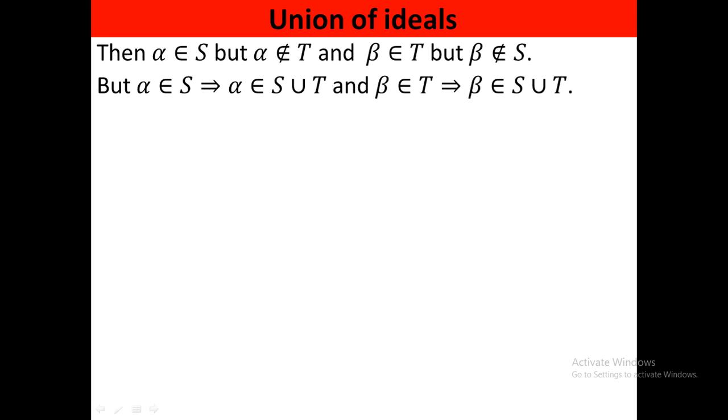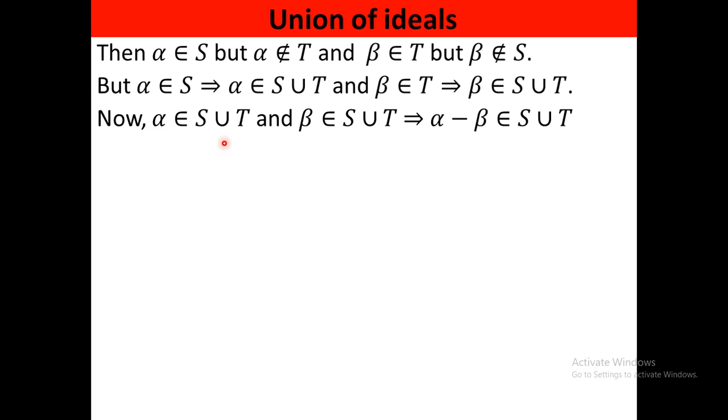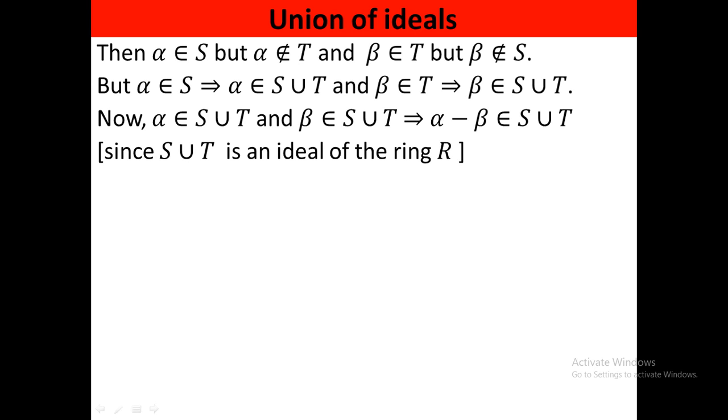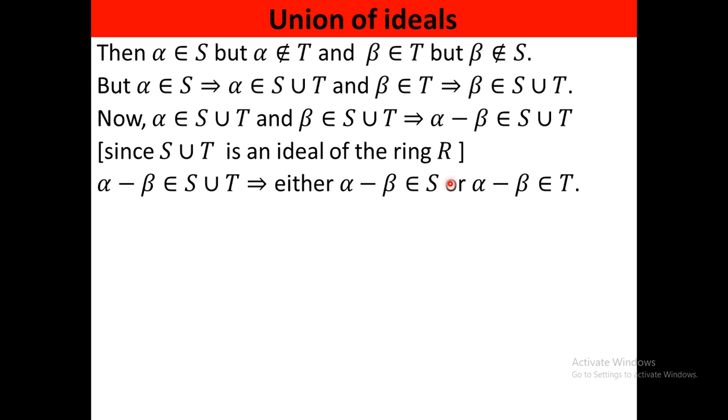So from the second condition of ideal, from the theorem which was discussed after the definition of ideal in the video, we can conclude that alpha minus beta is an element of S union T. Since alpha and beta are two elements of S union T, alpha minus beta belongs to S union T. Why? Because S union T is an ideal of the ring R. Now alpha minus beta belongs to S union T implies that either alpha minus beta belongs to S or alpha minus beta belongs to T.